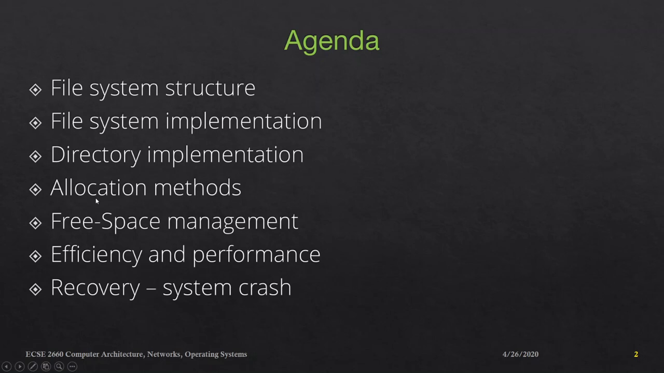Then if we want to allocate some space for particular files in the hard disk, what kind of allocation methods we can use, followed by if there is going to be some free space in the hard disk, how do we manage free space? And to end the lecture, we'll talk about efficiency and performance of a file system and what we need to do in the case of a system crash. So we'll talk about some strategies to recover from a system or a disk crash.